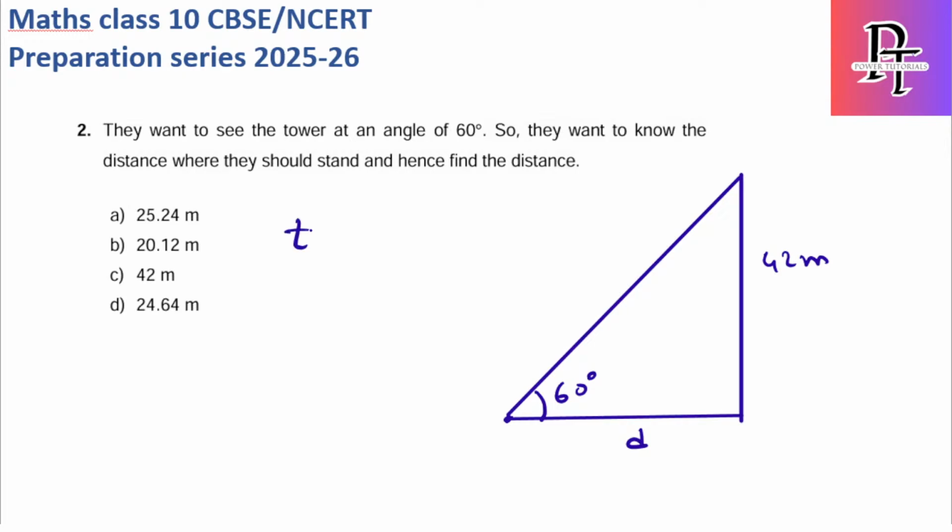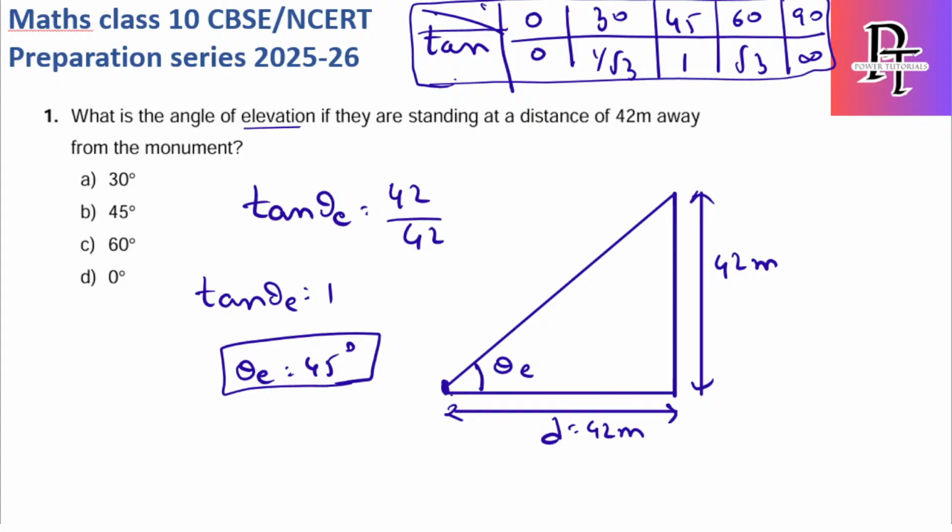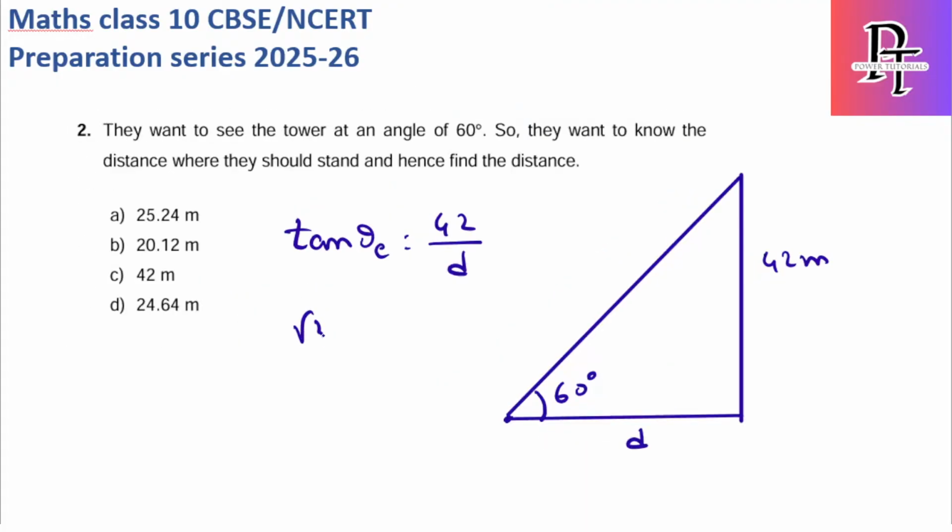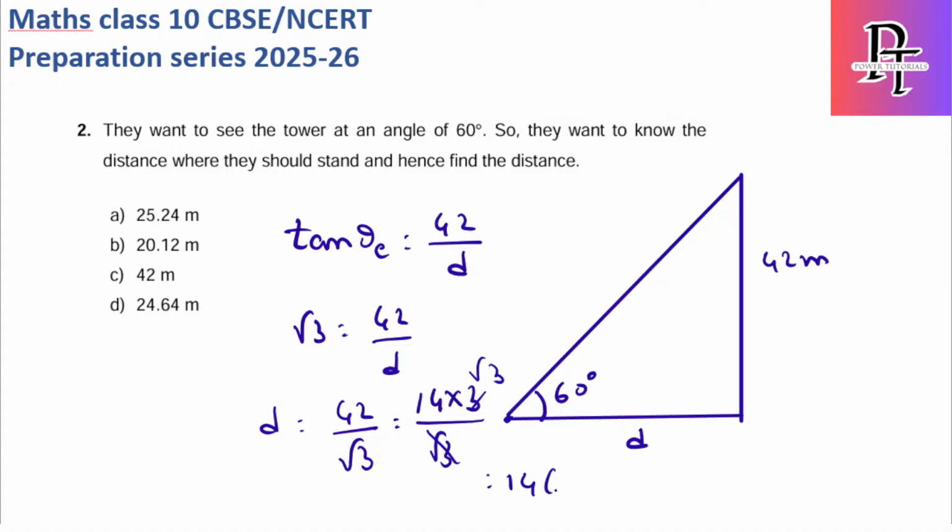So again same formula, tan theta e, which is tan of angle of elevation, is equal to height they have provided, which is 42, by distance, which is D. Theta is 60, and tan 60, if you remember from the table I told you, is root 3. So simply write tan 60 is equal to root 3 is equal to 42 by D. So D is 42 by root 3. I can rewrite 42 as 14 into 3 by root 3. So root 3 and 3 cancel, and it should be 14 into root 3.